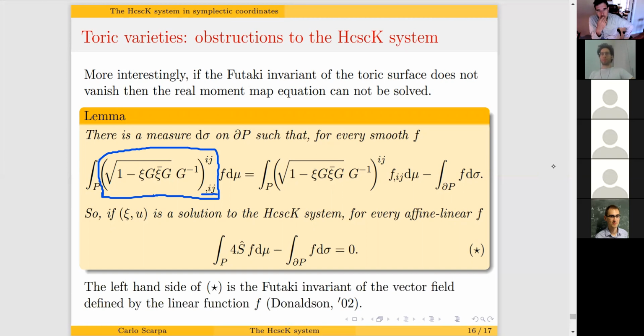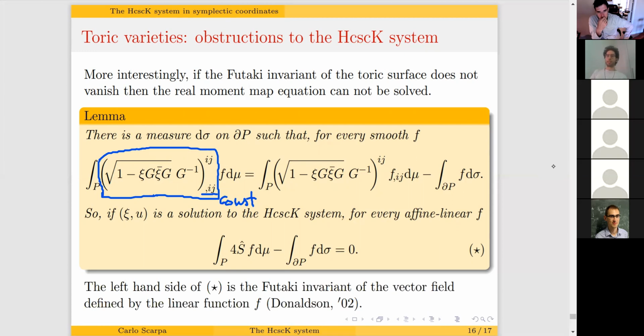To make the long story short, it turns out that if f is an affine linear function, and if this whole term is a constant, so that we have a solution of the HcscK system, then we find this condition. This condition has to hold for every affine linear function f. And you see that it's not a condition anymore on the symplectic potential, but just on the combinatorics of the polytope. So we find a condition on the manifold that poses an obstruction to having solutions of the HcscK system.